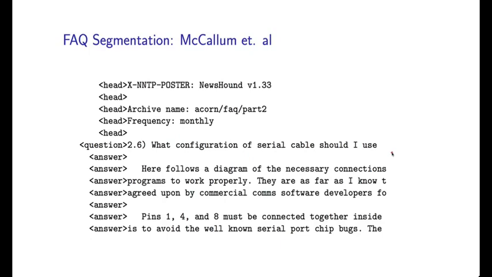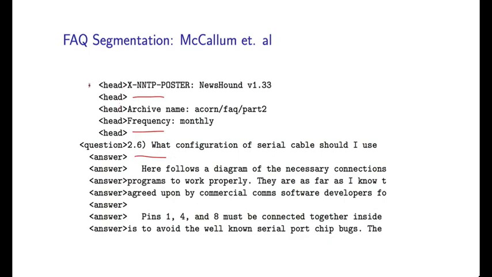So this is the FAQ segmentation task that McCallum and his collaborators looked at. And so, in fact, they're going to be tagging entire lines of a FAQ. So a FAQ is going to be a sequence of lines, as we've seen here. We have 1, 2, 3, 4, 5, 6, close to 15 lines. Some of them will be blank, notice. We have a few blank lines here. And their goal was to assign one of 3 possible tags to each line.